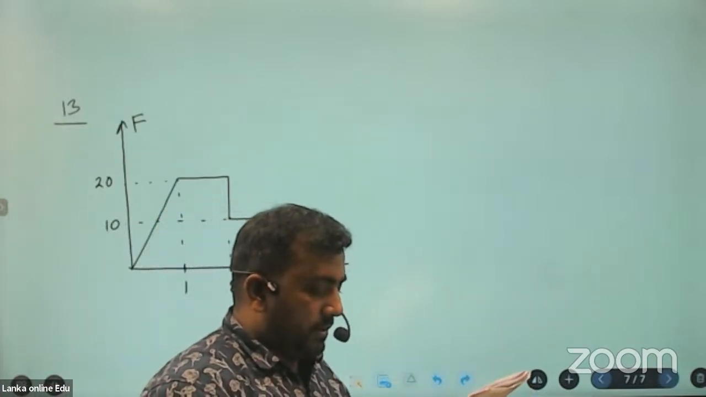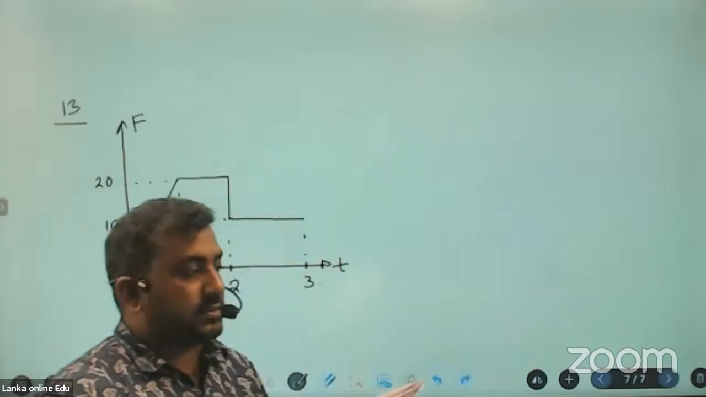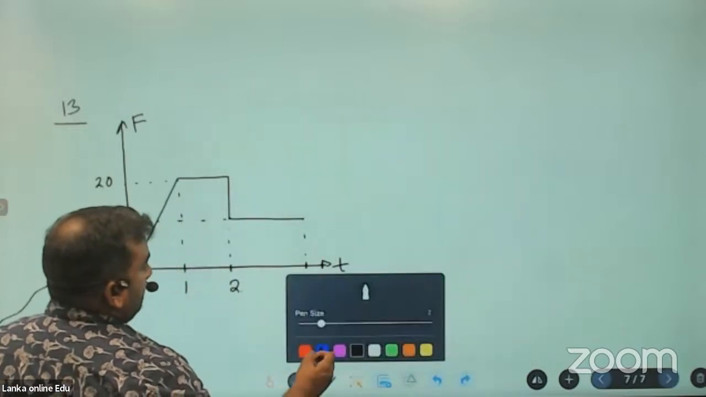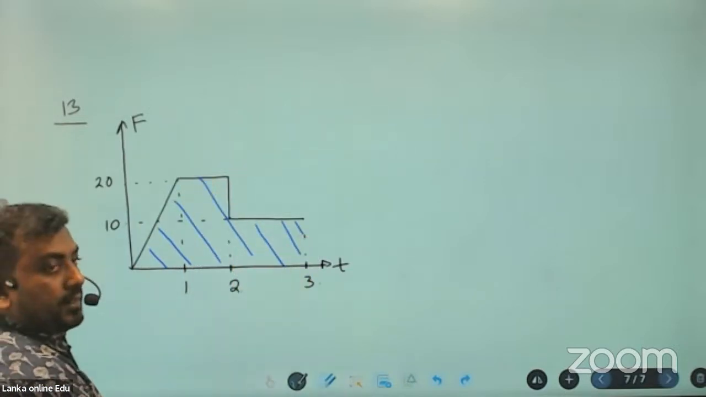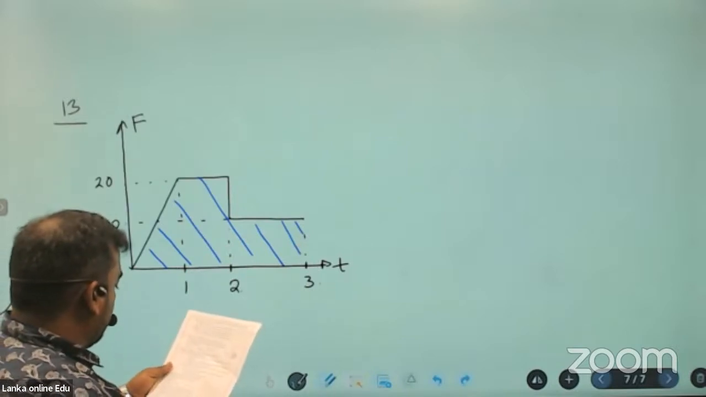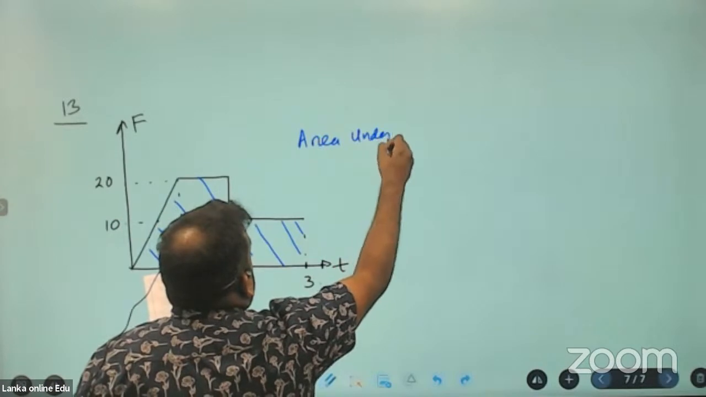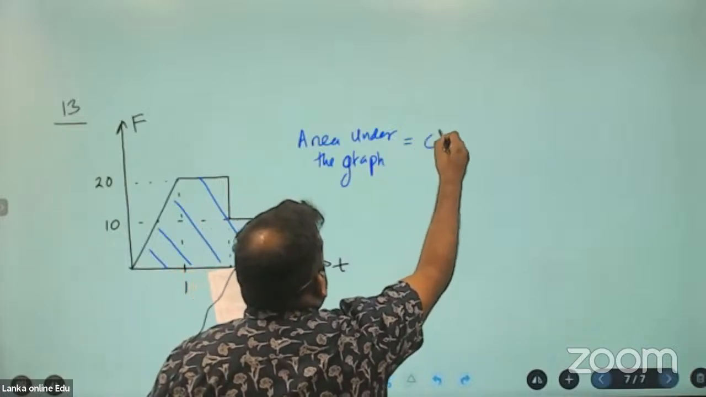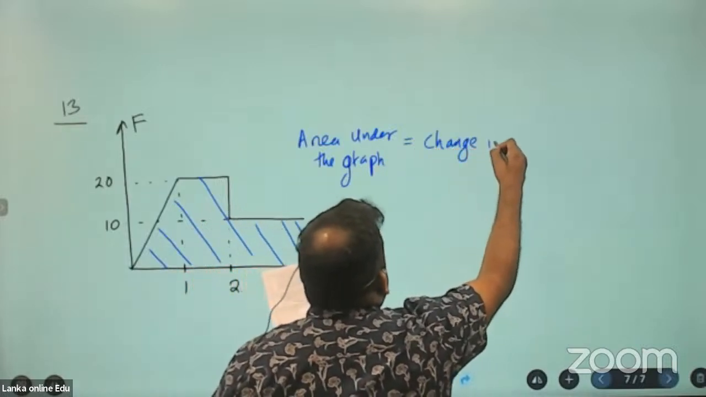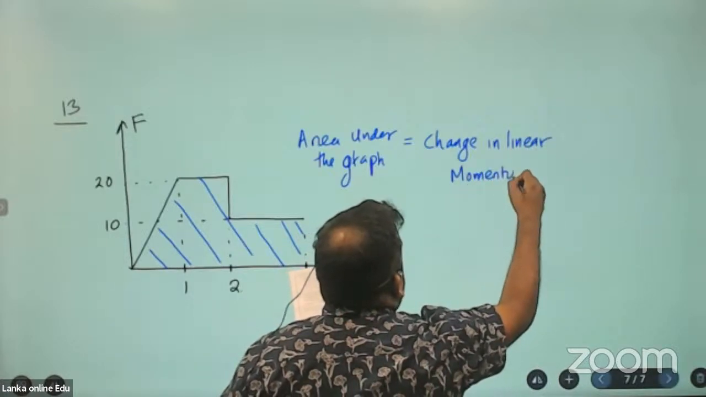What are they asking you? What is the velocity of the ice block after 3 seconds if the block is on a smooth surface? All of you should know this: the area under the force-time graph gives you impulse. Impulse gives you the change in linear momentum. So the area under the graph gives you the change in linear momentum.